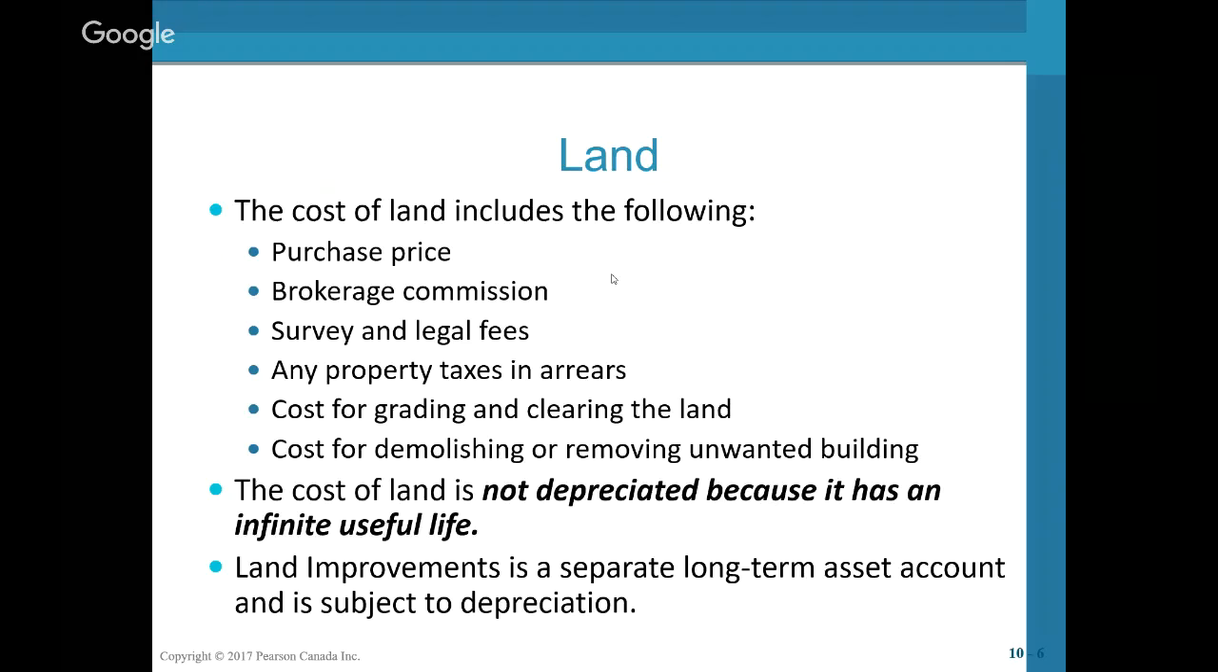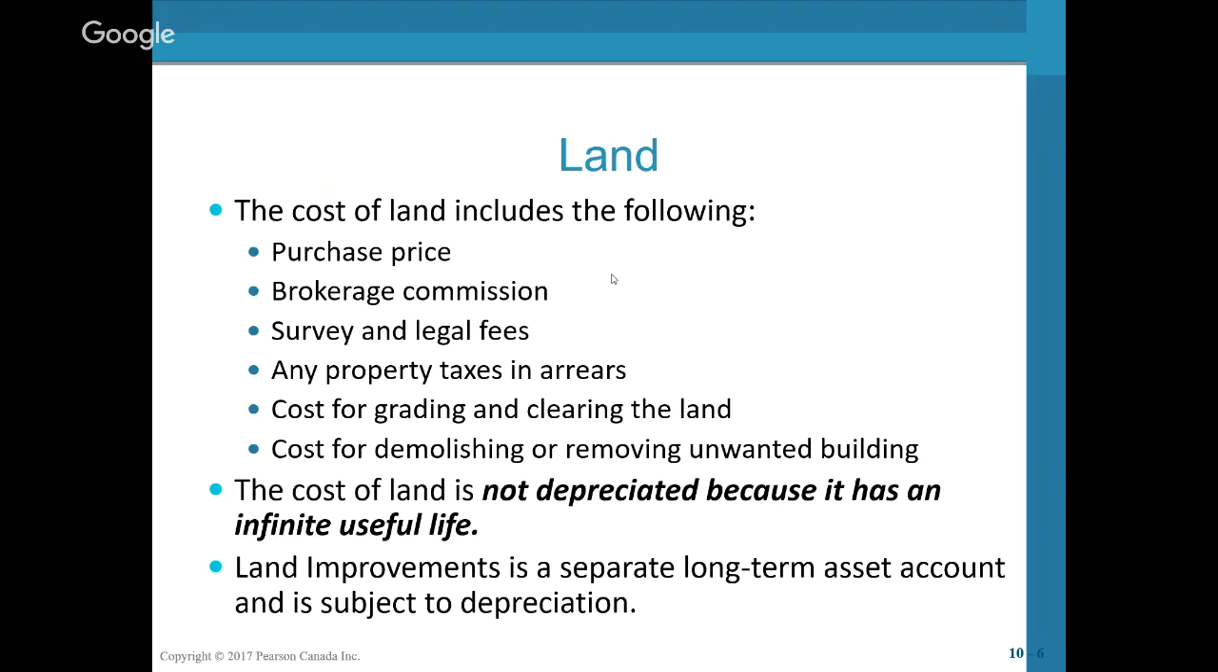You've also got to look at the costs of grading the land and preparing it for its use. If you've never heard the term grading before, some land is on a really steep slope. So think about those homes or those buildings in San Francisco where they're on a really steep hill. Well, there you're going to have to level out the land. That is included as part of the cost of the land itself.